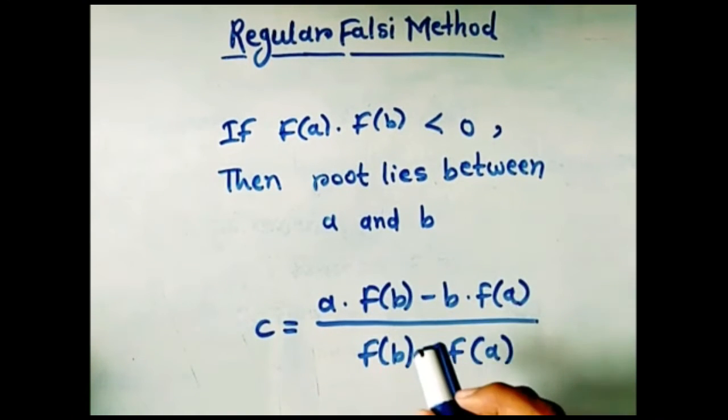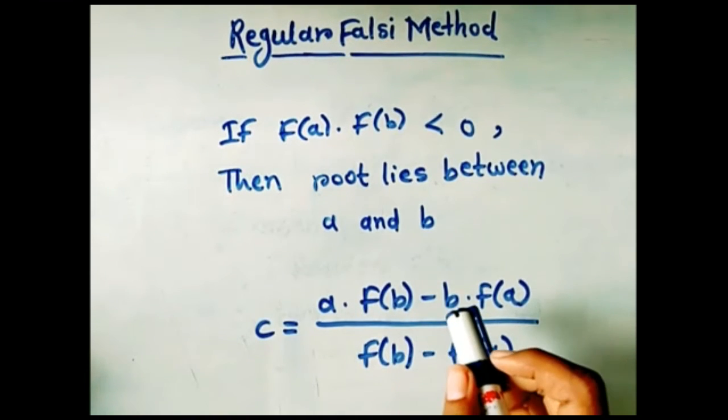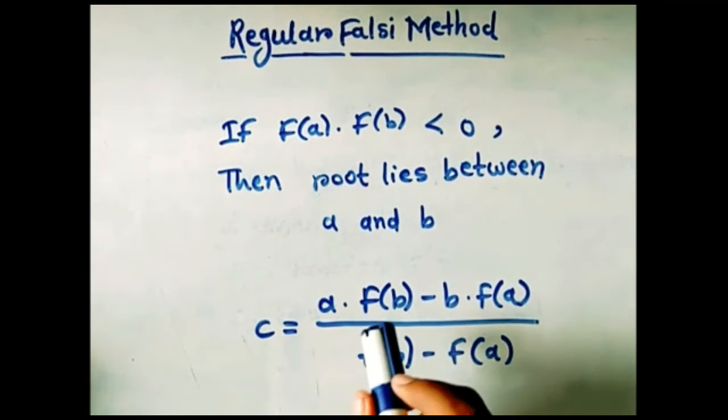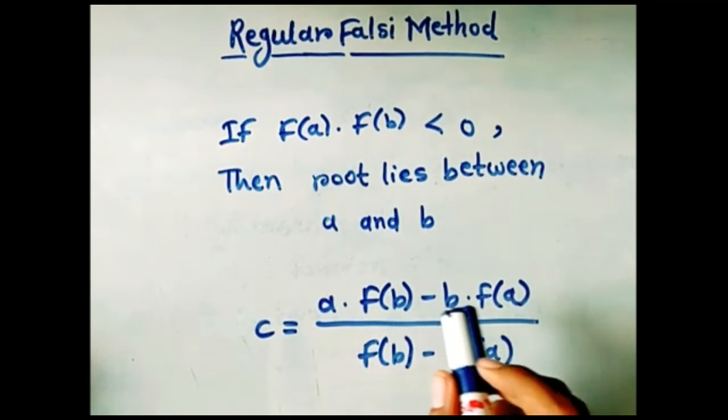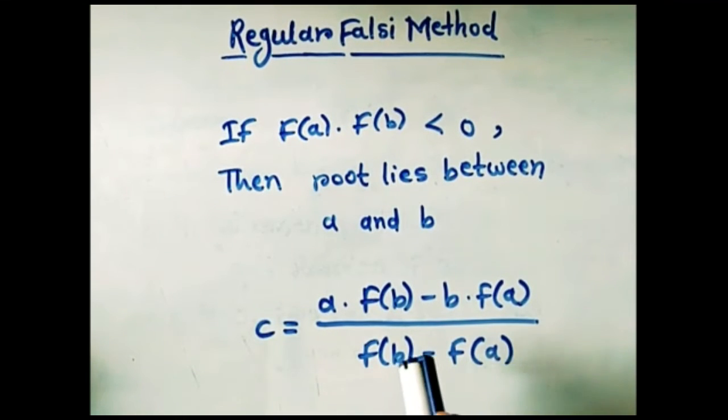To find the root of the given equation by using regula falsi method or false position method, the following formula is used, that is c equals a into f of b minus b into f of a upon f of b minus f of a.